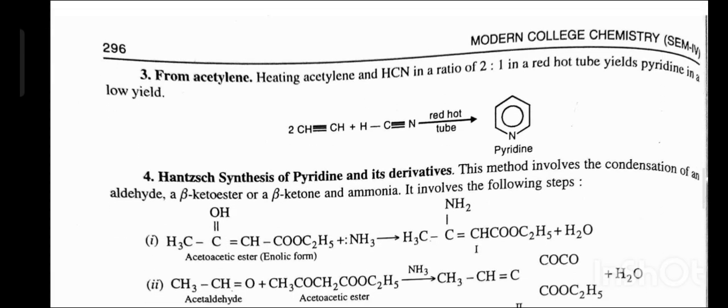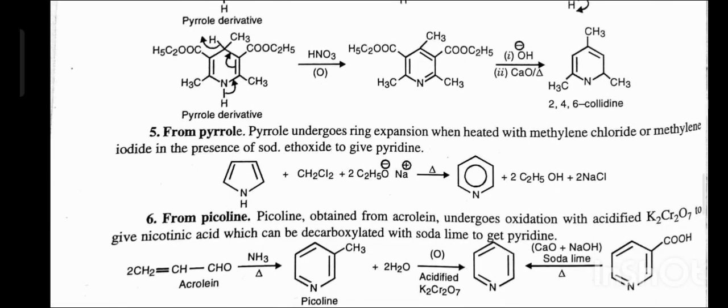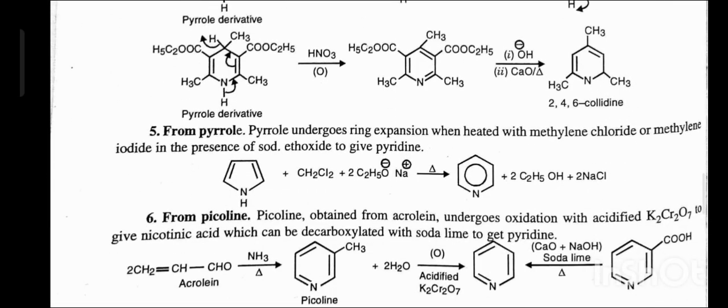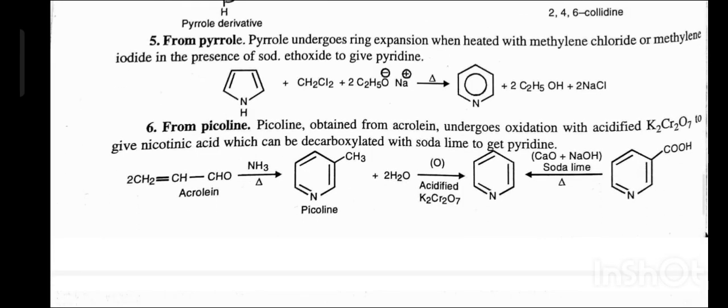Hantzsch synthesis of pyridine and its derivatives. This method involves the condensation of an aldehyde, a beta ketoester or a beta ketone, and ammonia. It involves the following steps. From pyrrole. Pyrrole undergoes ring expansion when heated with methylene chloride or methylene iodide in the presence of sodium ethoxide to give pyridine. From picoline. Picoline obtained from acrolein undergoes oxidation with acidified K2Cr2O7 to give nicotinic acid, which can be decarboxylated with soda lime to get pyridine.